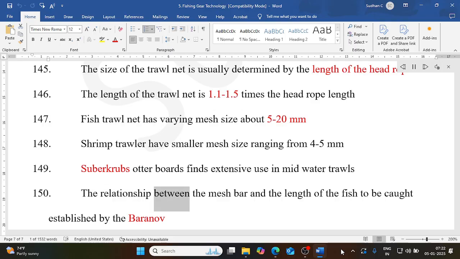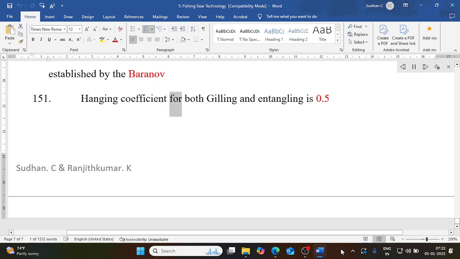The relationship between the mesh bar and the length of the fish to be caught was established by Baranov. The hanging coefficient for both gilling and entangling is 0.5.